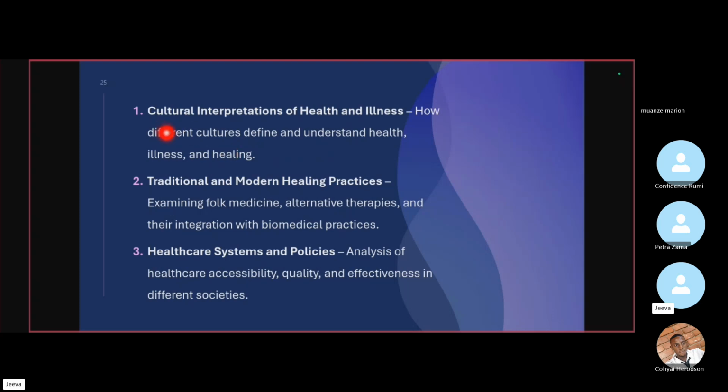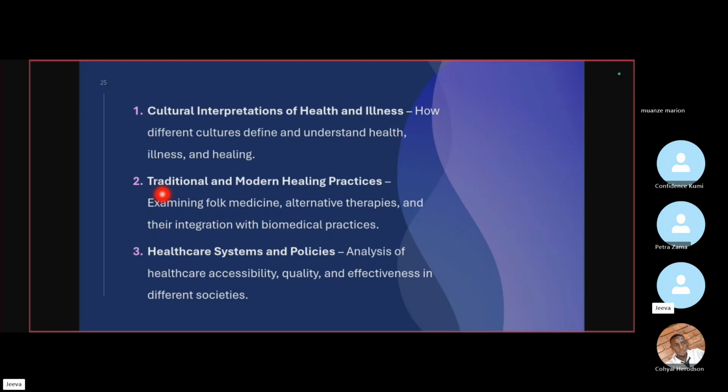One is in the cultural interpretation of your health and illness. That is how the different cultures will define and understand the health of a community, the illness affecting them, and how the healing process can be done. So this is the first area where your anthropology has a role. So in the cultural interpretation of health and illness, that is how the various cultures will define an illness or how they understand the health, illness, and the healing process.